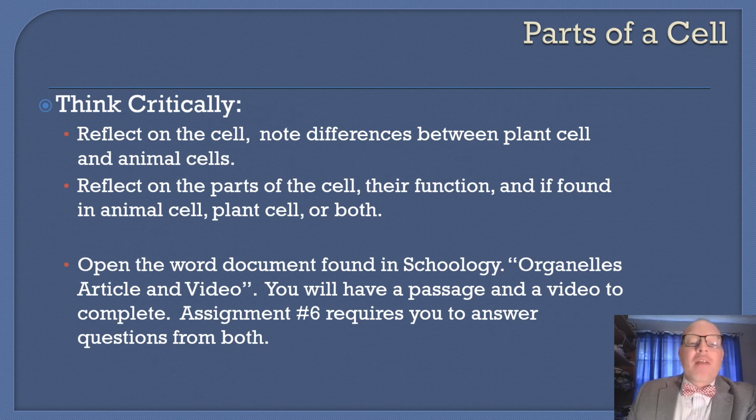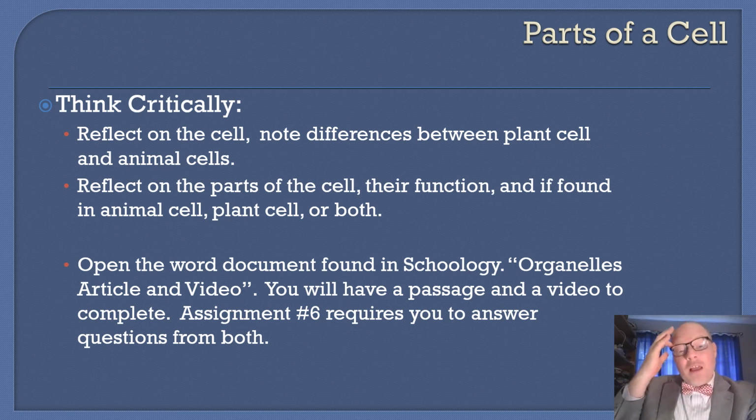So, think critically on the parts of a cell. Reflect on the cell. Note the differences between plant cells and animal cells. We've talked about a few of the differences in class so far this year. Reflect on the parts of the cell, their functions, and if they're found in an animal cell, a plant cell, or if they're found in both an animal and a plant cell.